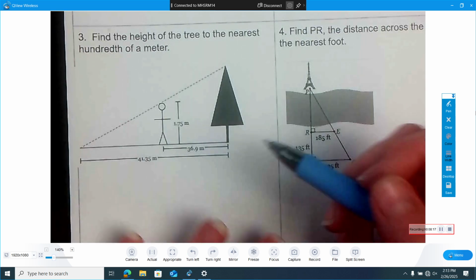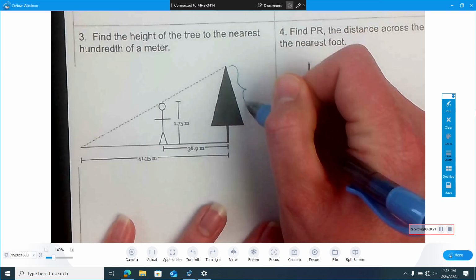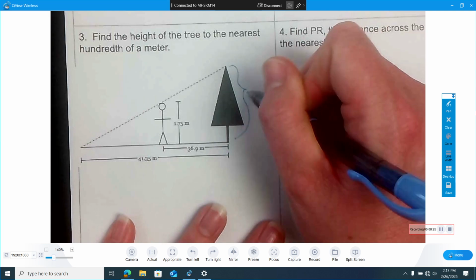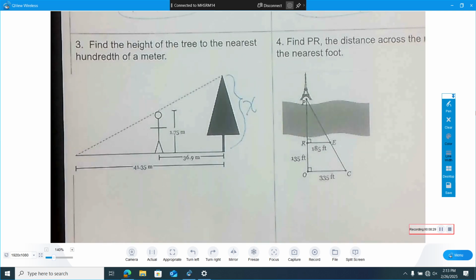Find the height of the tree. So here's our tree, and we want to know the height of it. And so I don't know the height. What am I going to call it? X, sure. Okay. Now, I want to give you some more information about this picture.